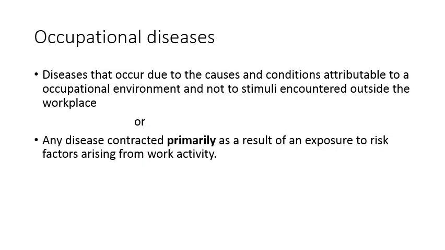What is an occupational disease? Occupational diseases are diseases that occur due to the causes and conditions attributable to a particular occupational environment, and not to stimuli encountered outside the workplace. In other words, an occupational disease is any disease contracted primarily as a result of an exposure to risk factors arising from work activity. The same disease, if it was contracted outside the work environment, is not considered an occupational disease. Hence, the fact that a disease occurs solely because of work is utmost important in considering whether a disease is an occupational disease or not.